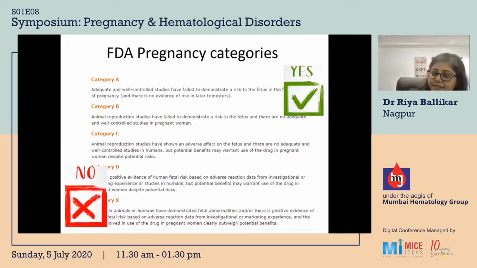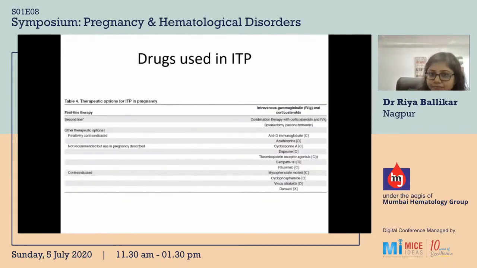Category X is absolute no. Category D also is mostly no. Category C are drugs that I would avoid. This is the classification of drugs.